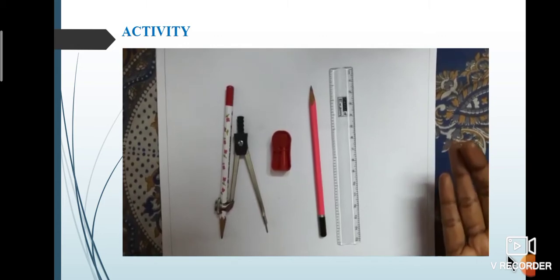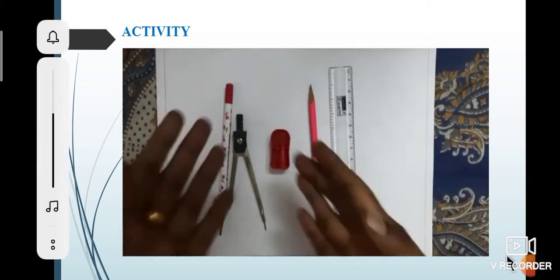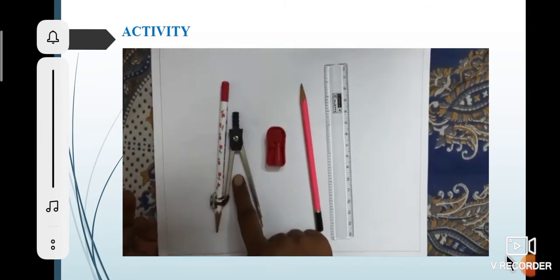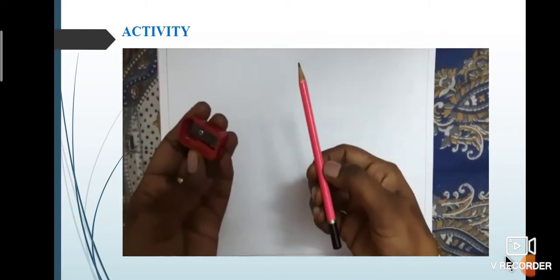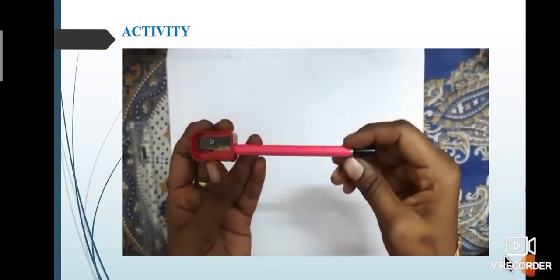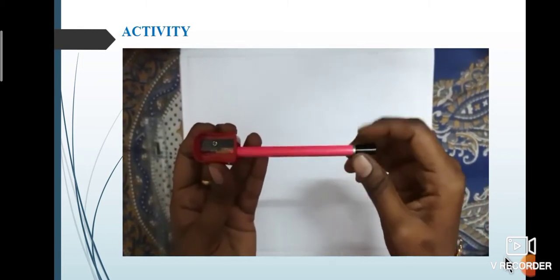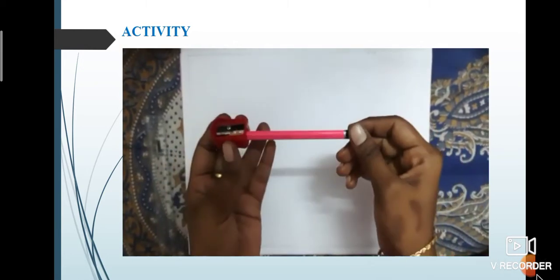Okay, shall we start our easy activity to learn types of motion? For that, I am going to take the materials: scale, pencil, sharpener, and a pencil with a compass. First, I take the pencil and sharpener. Now, I am going to sharpen the pencil. Watch carefully, the pencil rotates on its axis. So this type of motion is called rotatory motion.